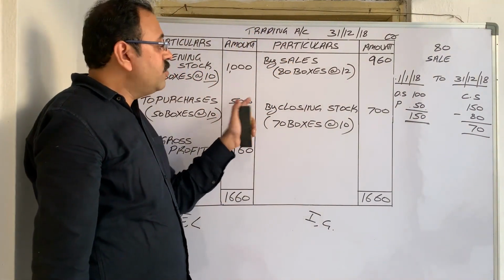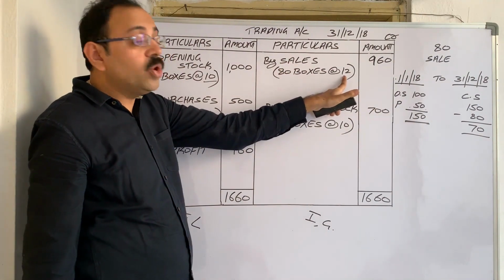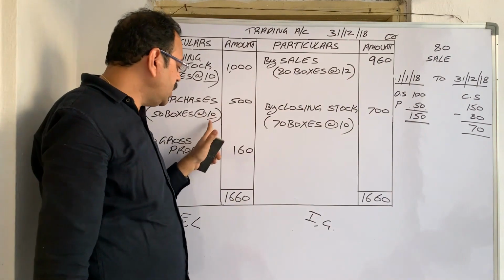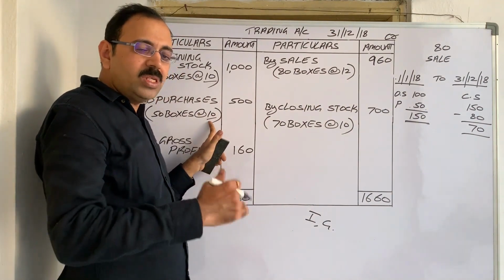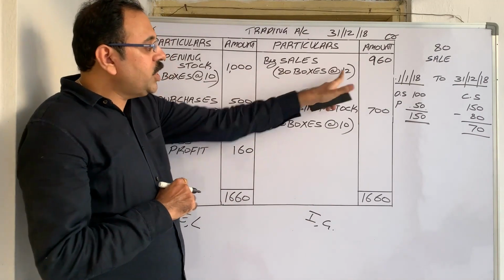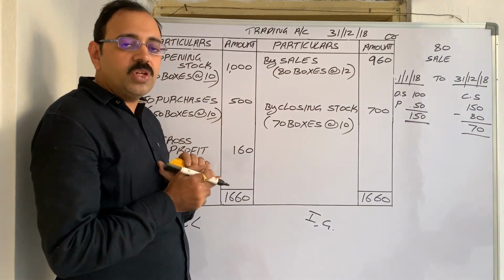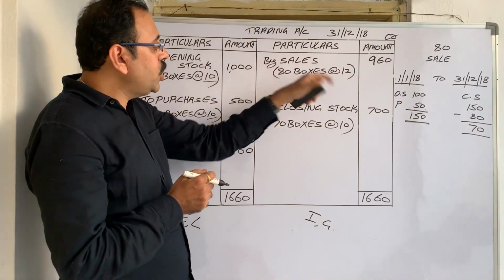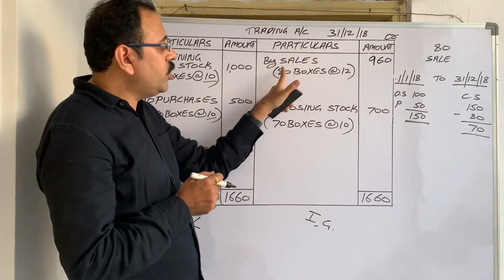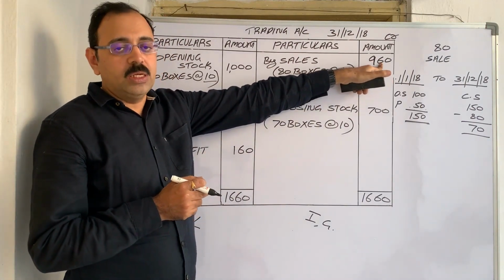During the year, the firm sold 80 boxes at the rate of 12 rupees each. Cost price is 10 rupees. So they don't sell at cost price only, they sell for more than cost price. Assume that they sold for 12. On one box, there is a profit of 2 rupees. In that manner, they sold. So the sales amount is 80 boxes into 12, 960 rupees.